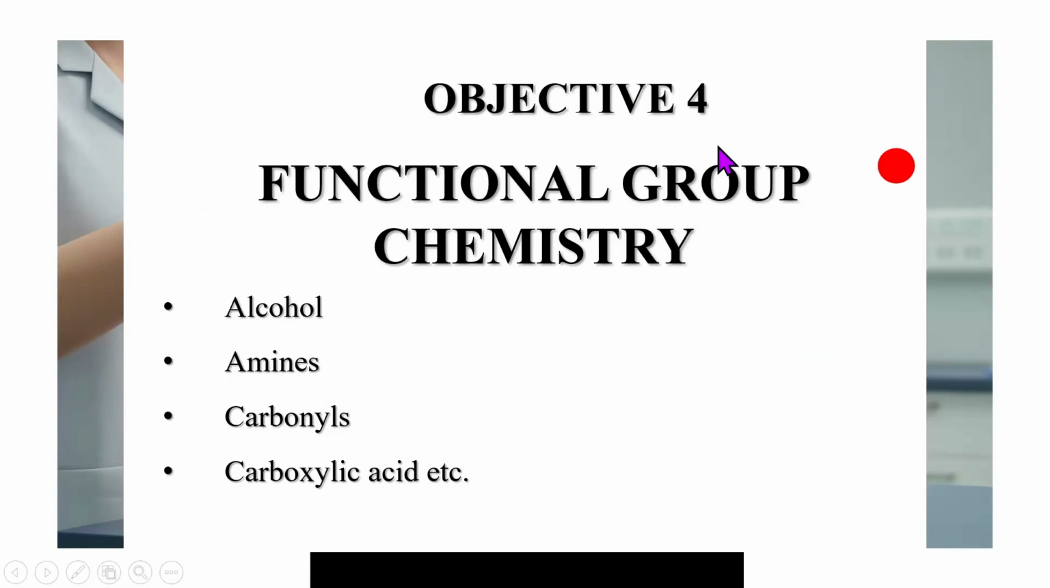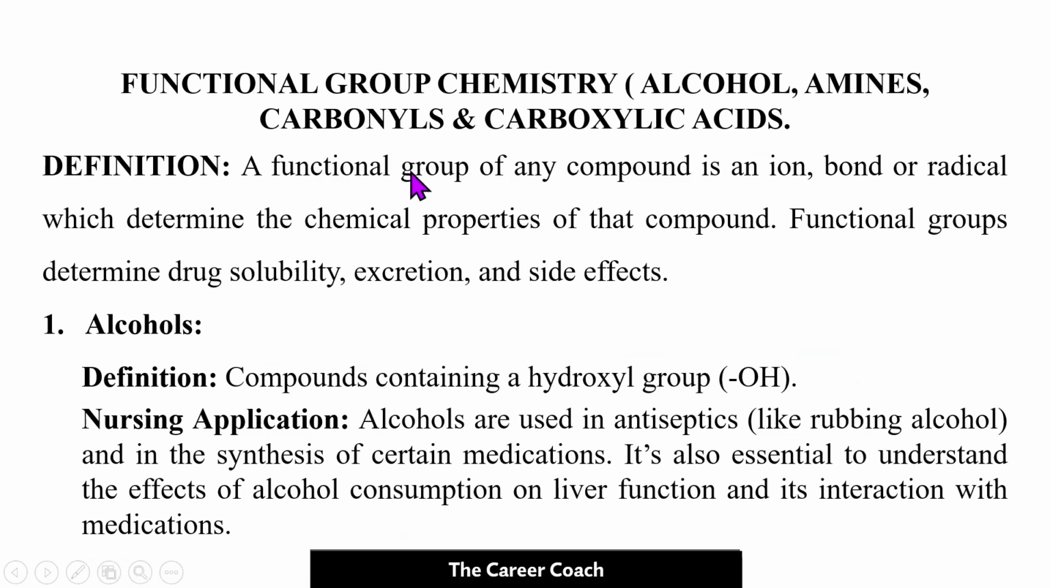Objective 4. We want to discuss functional groups, such as alcohols, amines, carbonyls, and carboxylic acids. What is a functional group? A functional group of any compound is an ion, bond, or radical which determines the chemical property of that compound. Functional groups determine drug solubility, excretion, and side effects. So if you understand this very well, and you are asked about the side effect of a drug, you will not be confused. You just want to know what the drug is made of.